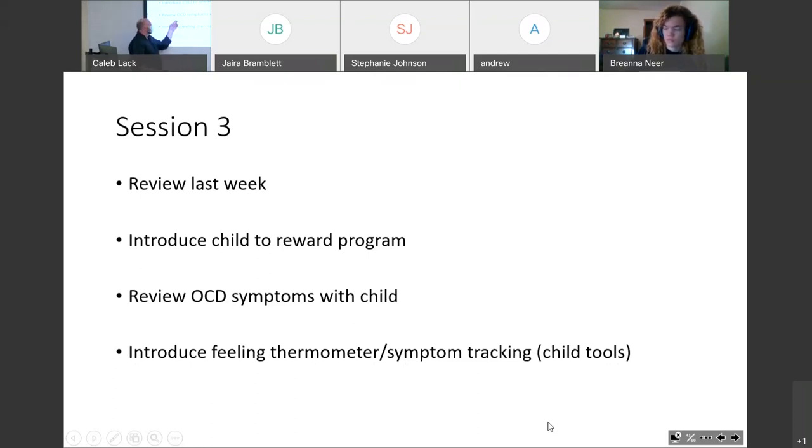Then we talked about these symptoms, and we introduced the first of our child tools, which is symptom tracking and feelings. Generally speaking, we call these SUDs. SUDs stands for subjective units of distress. Because what we're trying to teach the child is how to differentiate between levels of emotion, in this case, stress, anxiety.